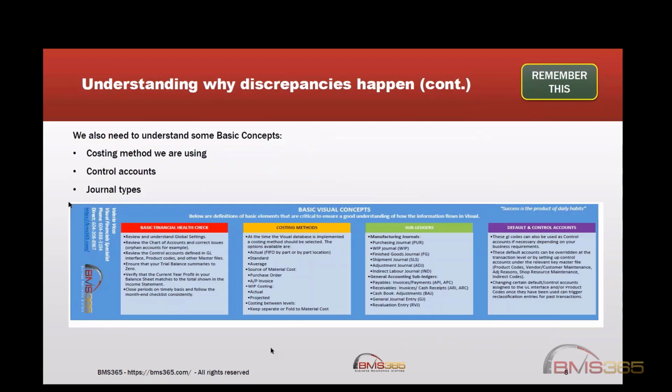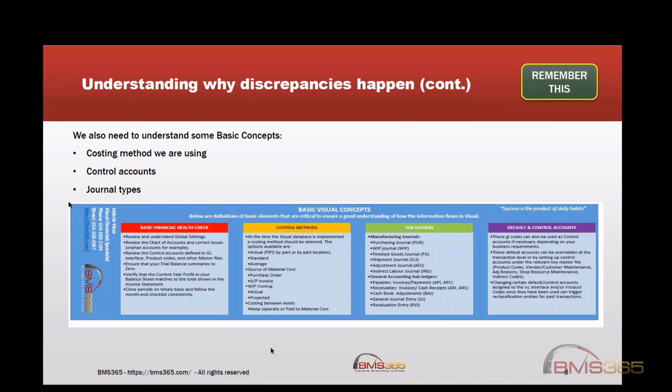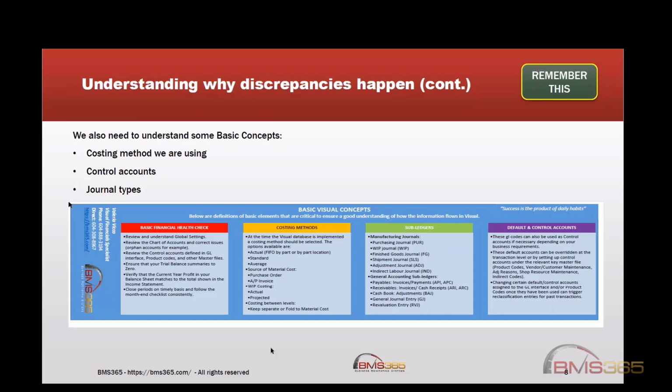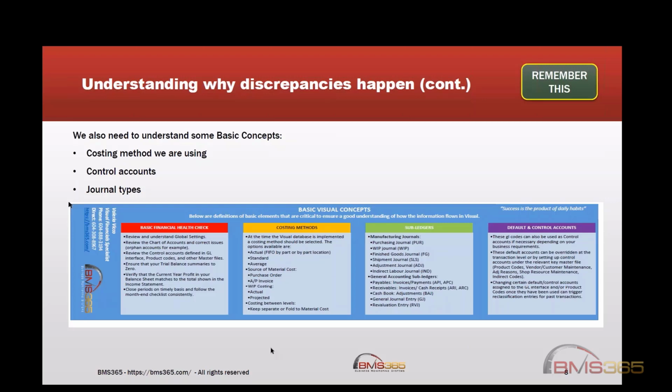We also need to understand certain basic concepts that we have within the ERP. We have to understand what costing method we're using: if we're in actual cost, standard cost, or average cost. If we are in actual cost, are you using FIFO by part, FIFO by location? Your WIP costing method that I mentioned previously, is it WIP projected or is it actual? If you don't know all those things, it will be more difficult to understand why discrepancies happen and how you can fix them. So I would encourage you to go and check your system and find this out.